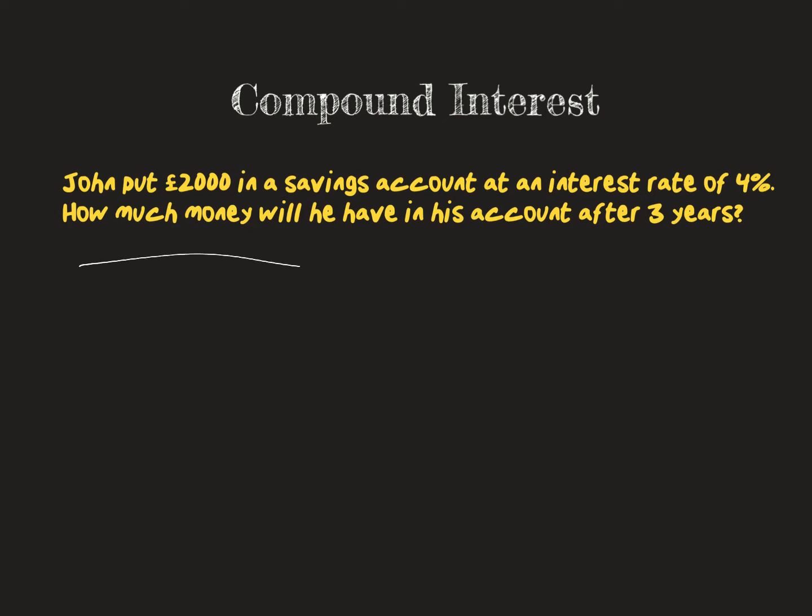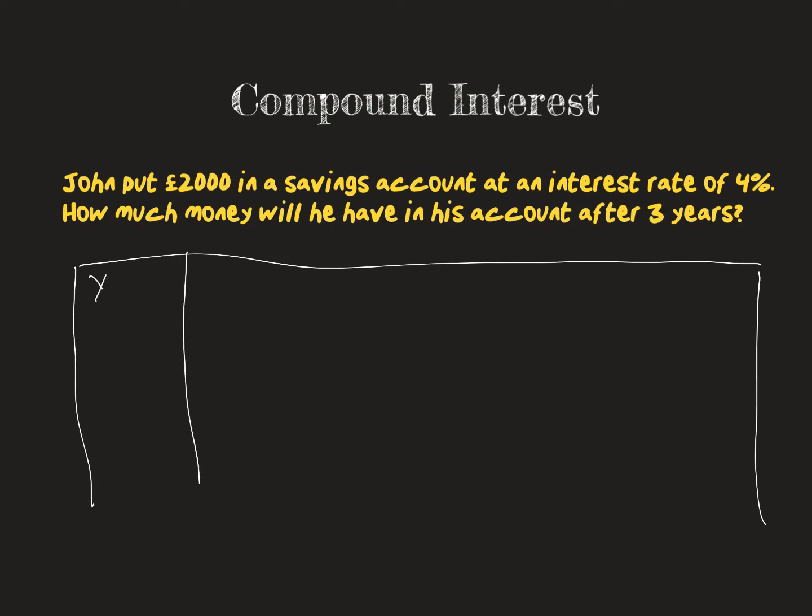Our table has 4 columns. So our first column here should be the years. So it depends how many years is in the question. And in this particular question here, it says, how much money will he have in his account after 3 years? So we're going to put 3 in here, 1, 2 and 3.